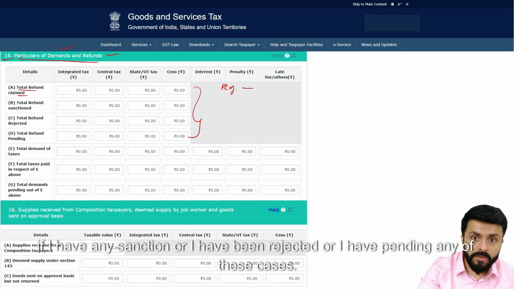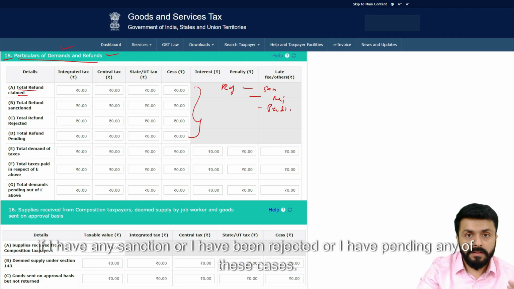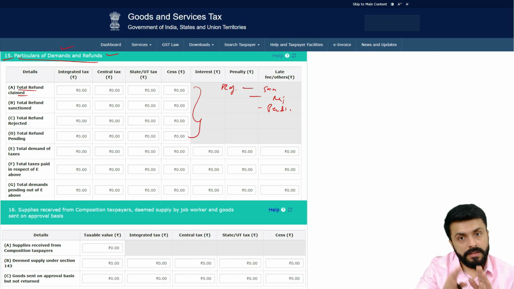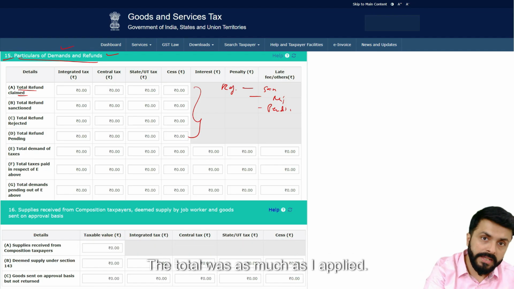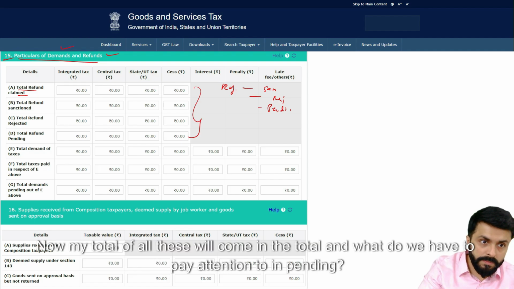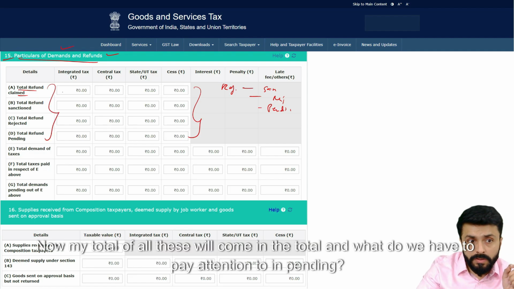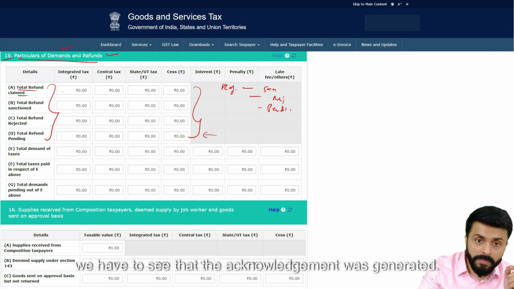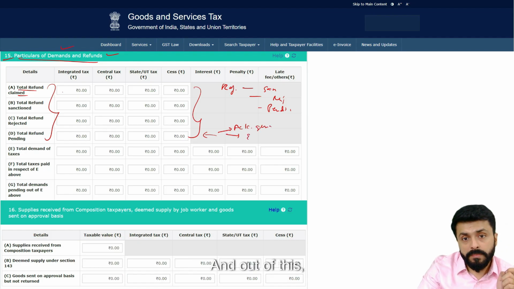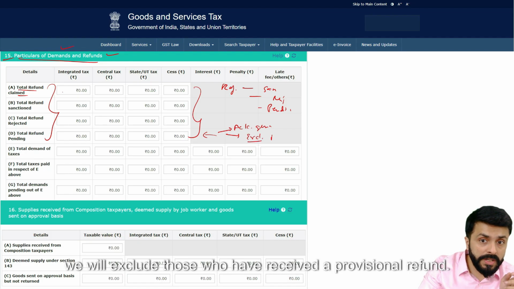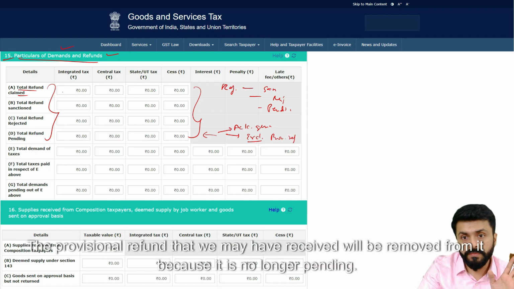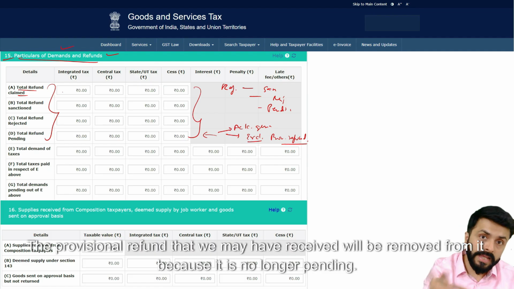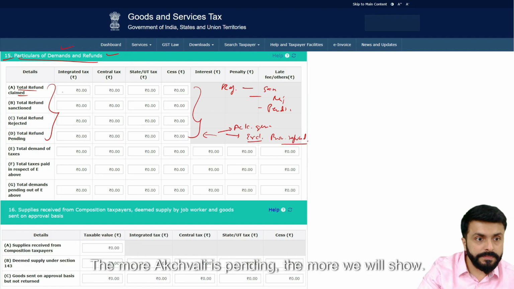Now out of the refund, if I have any sanction or I have been rejected or I have pending any of these cases, the total was as much as I applied. Now my total of all these will come in the total. And what do we have to pay attention to in pending? In the pending, we have to see that the acknowledgement was generated. And out of this, we will exclude those who have received a provisional refund. The provisional refund that we may have received will be removed from it because it is no longer pending. The more actually is pending, the more we will show.